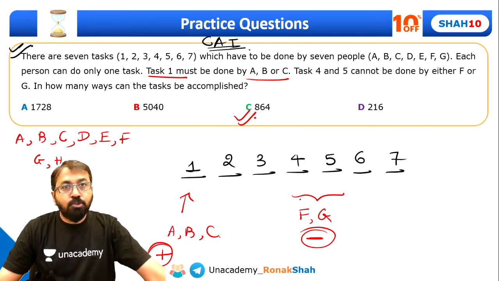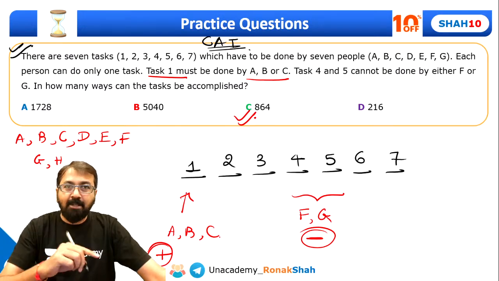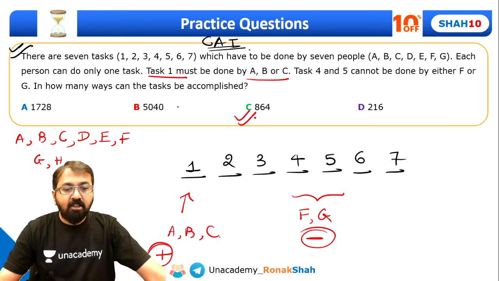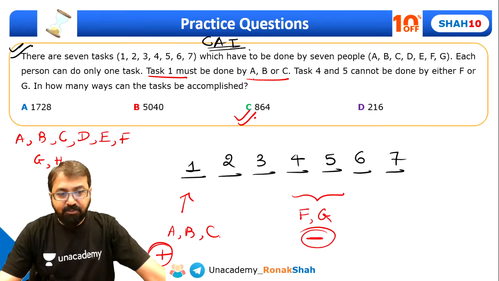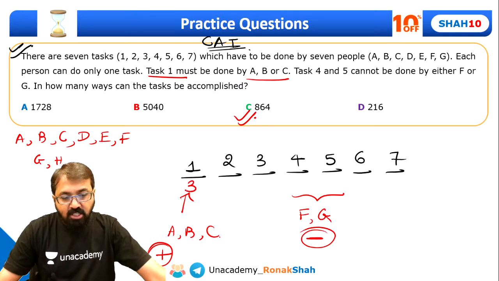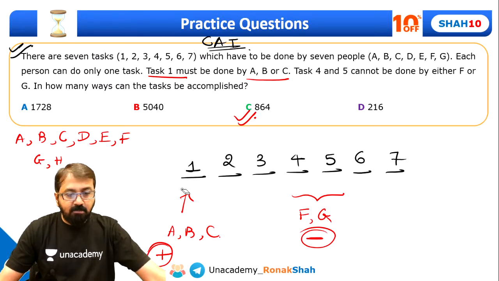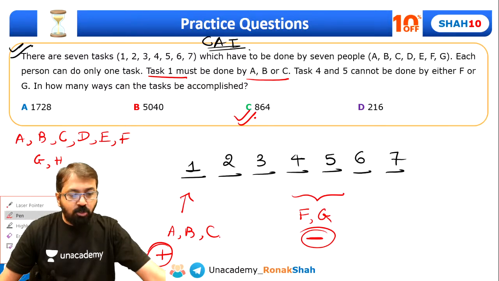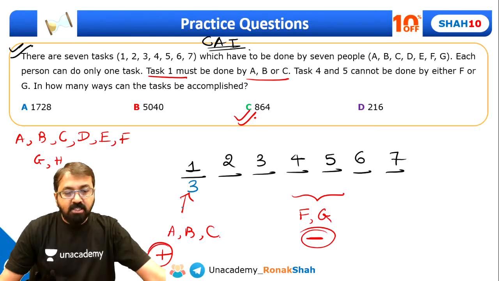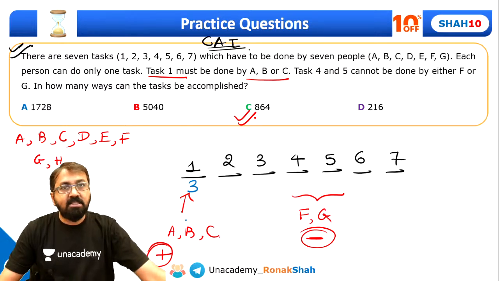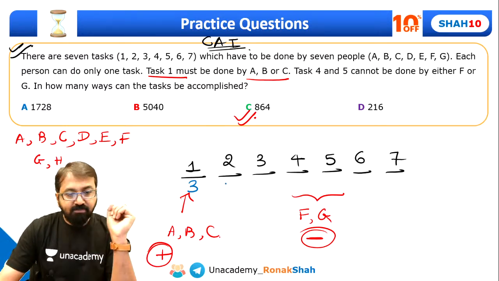So guys, सुनो, यहां पे हम क्या करेंगे? सबसे पहले पॉजिटिव कंस्ट्रेंट को फिल करेंगे. टास्क 1 कौन करेगा? डेफिनेटली ABC में से ही कोई एक करेगा. सो देयर आर 3 ways. Now understand the number of ways of doing this. In case if you are not able to get it, pay your attention. Task 1 has to be done by ABC. So there are 3 ways to do it, right?